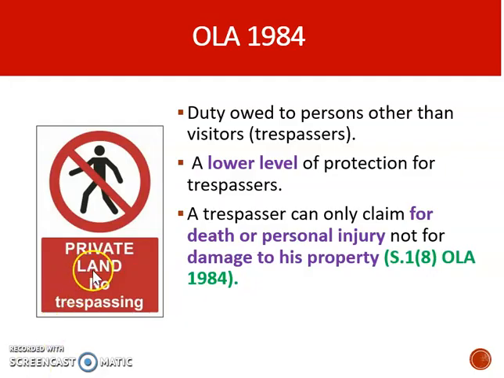You can see here that there is a lower level of protection for trespassers than is given to lawful visitors. And a trespasser can only claim for death or personal injury. They can't claim for damage to property. So under the 57 Act, the claimant can claim for damage to his property, but not under the 84 Act.